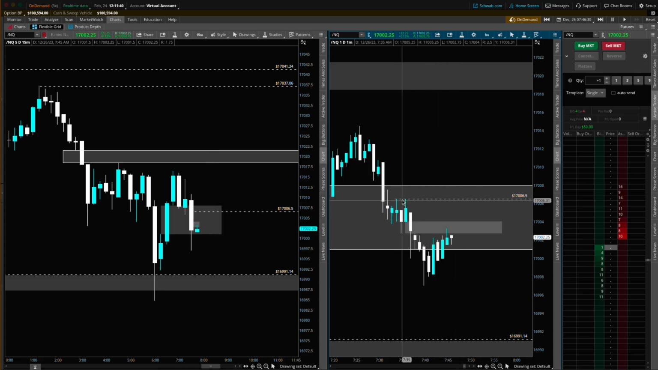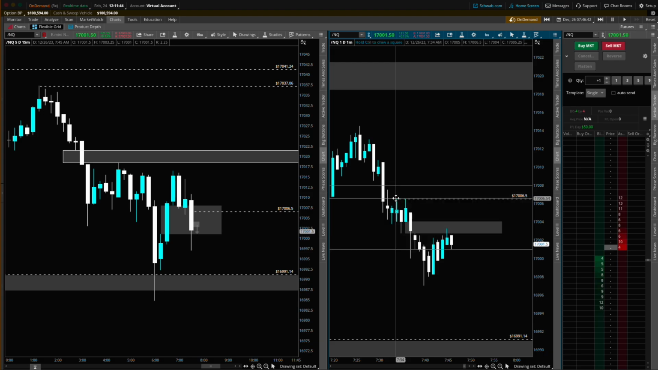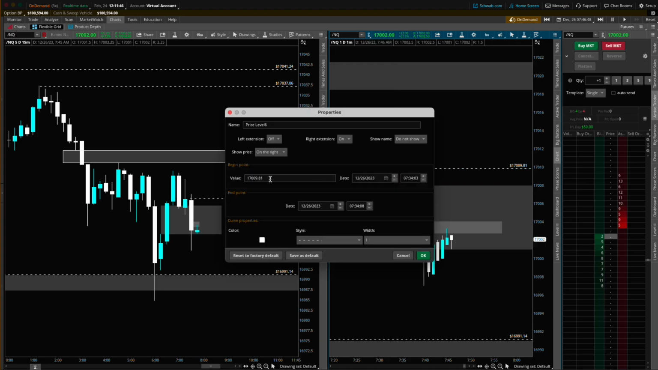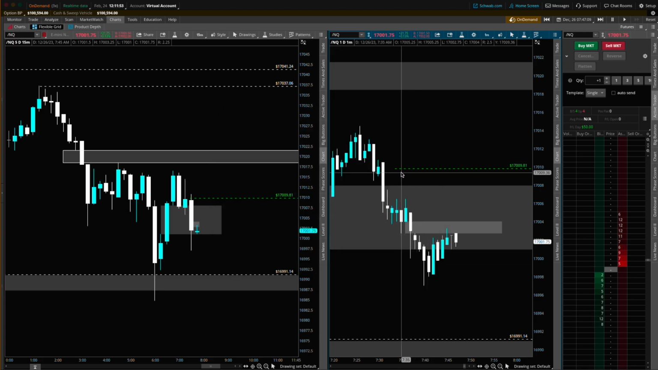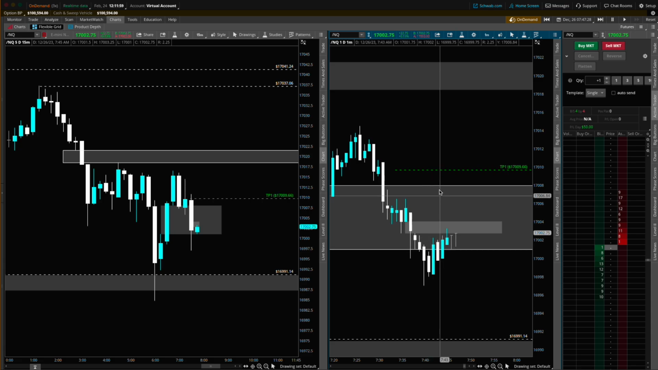Why isn't it working well? Okay, this is kind of tough too. There we go. My TP1, right? Why isn't it showing the name? On the right. Okay, there we go.